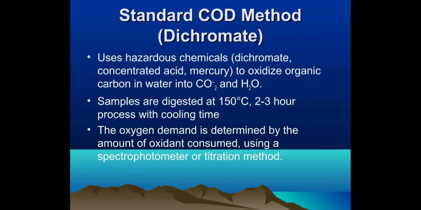The samples are digested at 150 degrees Celsius, a 2 to 3 hour process with cooling time. The oxygen demand is determined by the amount of oxygen consumed using a spectrophotometer or titration method. Titration method means, I think in a previous class we saw a titration method, Winkler's method. That method is called titration, right? It's titration.